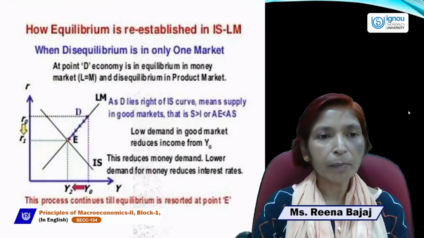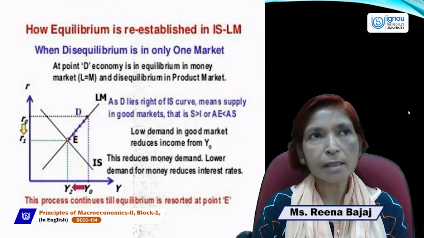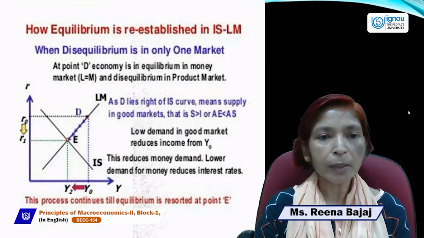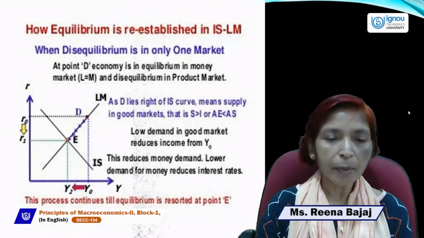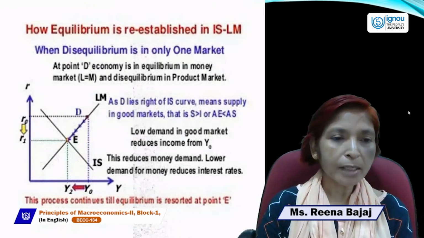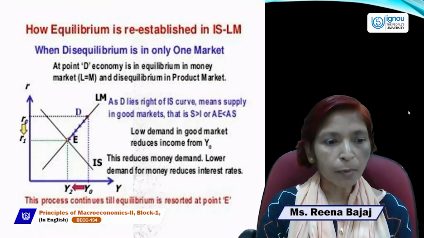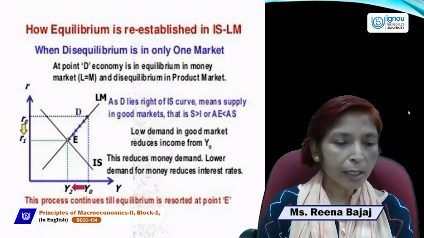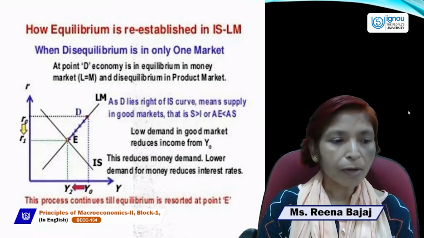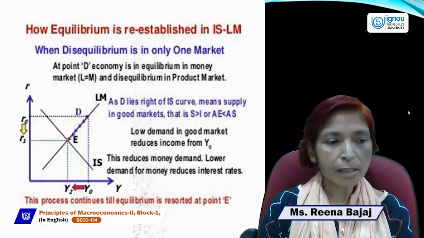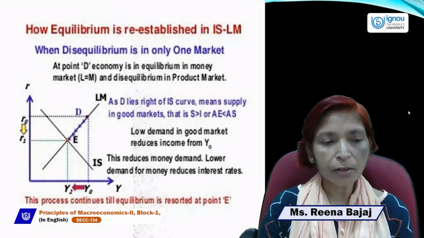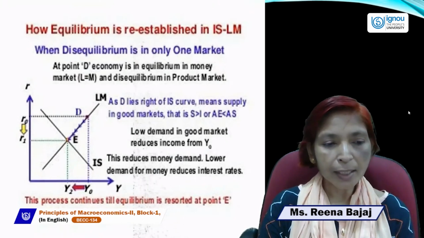Next is how equilibrium is re-established in the ISLM model. When disequilibrium occurs in the market, we can still reach equilibrium at the equilibrium point. Here the equilibrium point is E, where the IS and LM curves intersect each other. Here the equilibrium rate of interest is R1 and the equilibrium level of income is Y2.